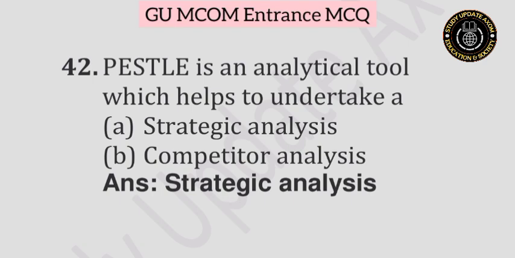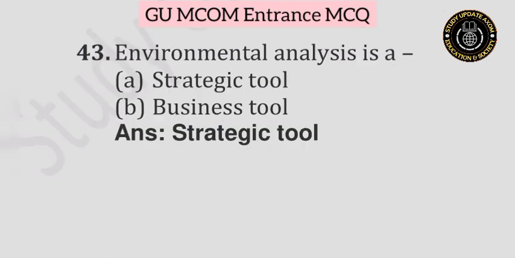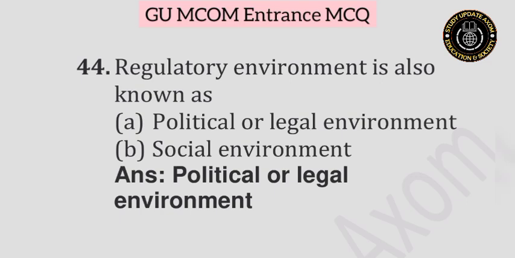Question number 42. PESTLE is an analytical tool which helps to undertake a. Option A. Strategic analysis. Option B. Competitor analysis. Answer is strategic analysis. Question number 43. Environmental analysis is a. Option A. Strategic tool. Option B. Business tool. Answer is strategic tool. Question number 44. Regulatory environment is also known as. Option A. Political or legal environment. Option B. Social environment. Answer is political or legal environment.